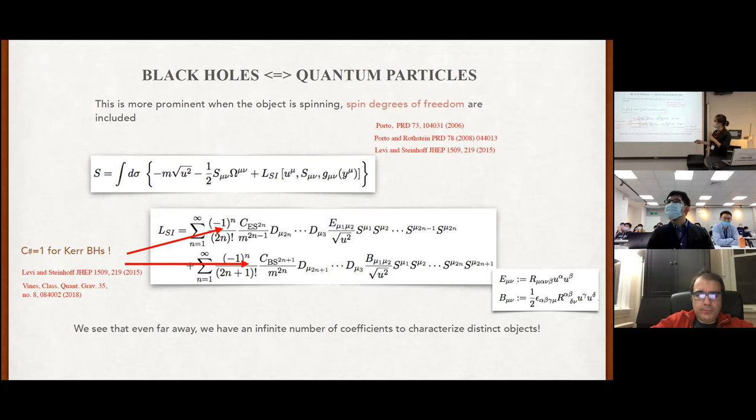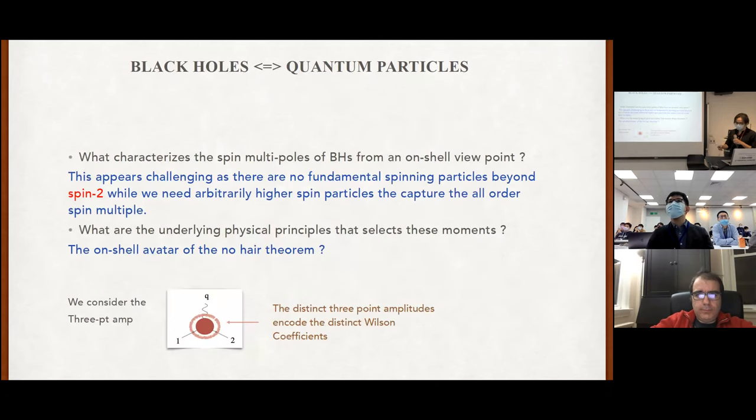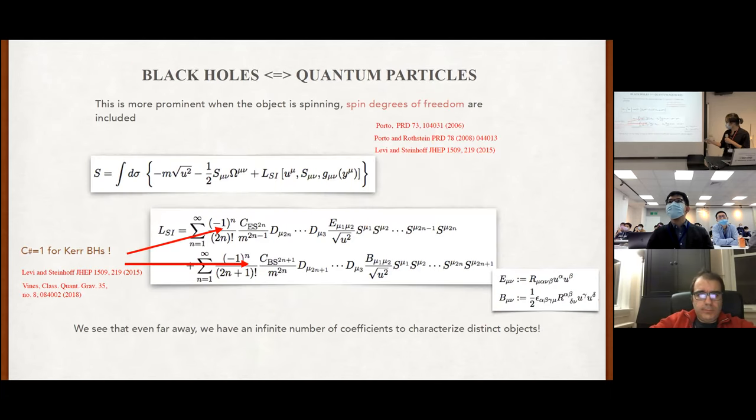And here, the complete all-order computation was done relatively recently from a GR point of view, and in this normalization, black holes have Wilson coefficients one. So that distinguishes what is a black hole. Great. So this will be our setup.